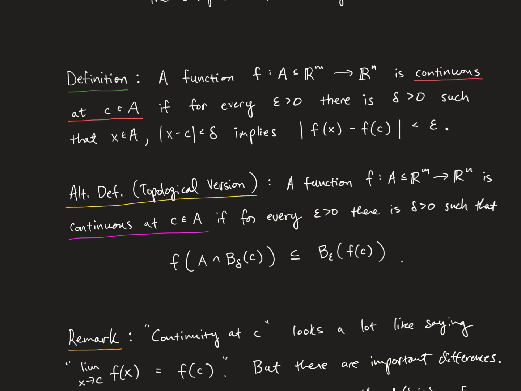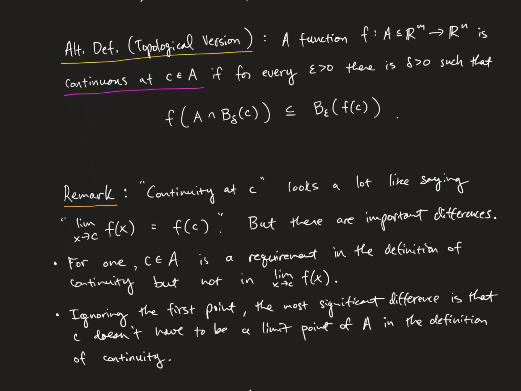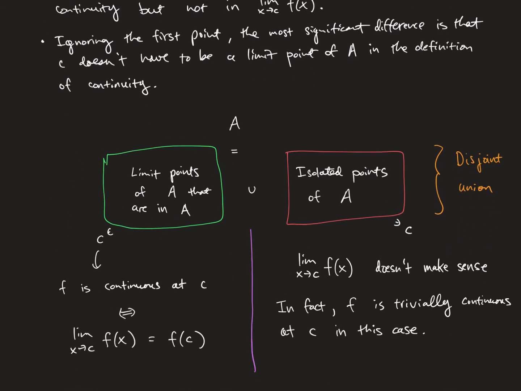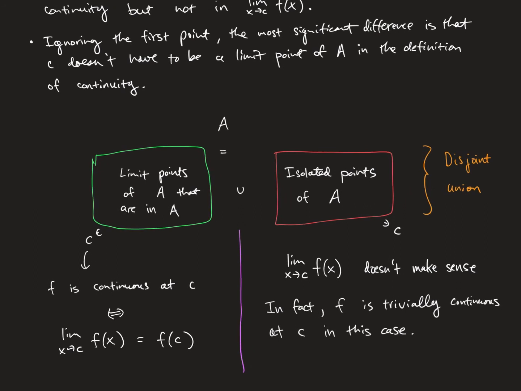And so all we have to check is that the distance between f of C and f of C is less than epsilon. But of course, the distance between f of C and f of C is 0. So that's trivially less than epsilon for any epsilon greater than 0. So that's why the continuity of f follows immediately for such an isolated point.